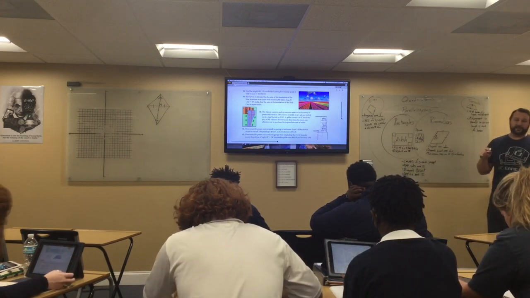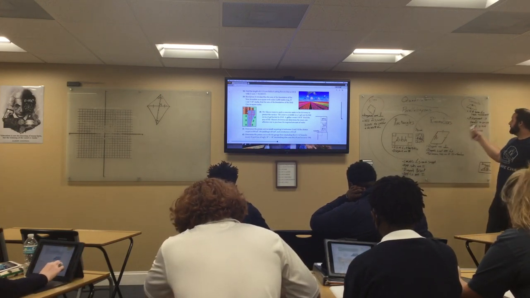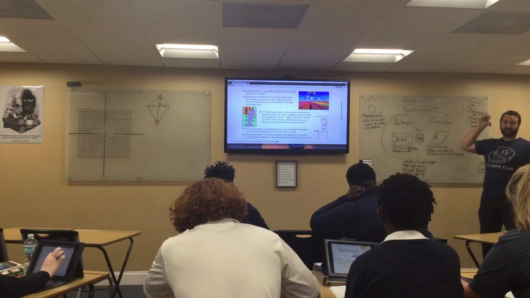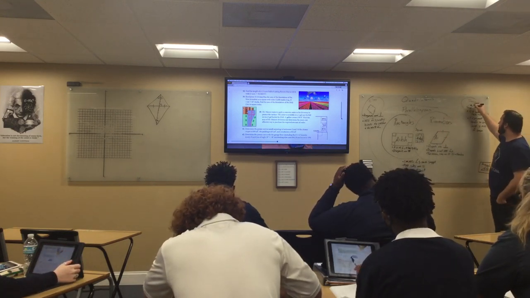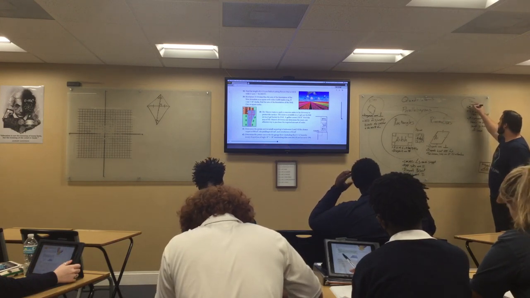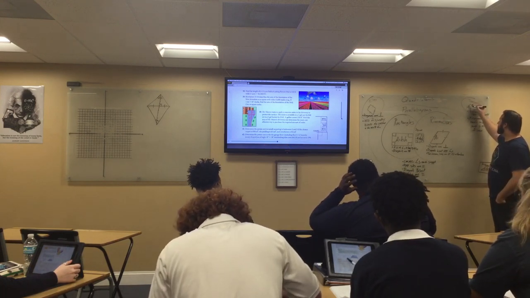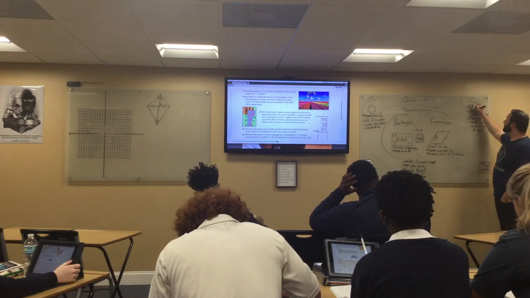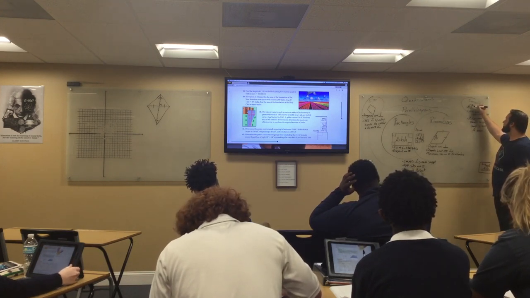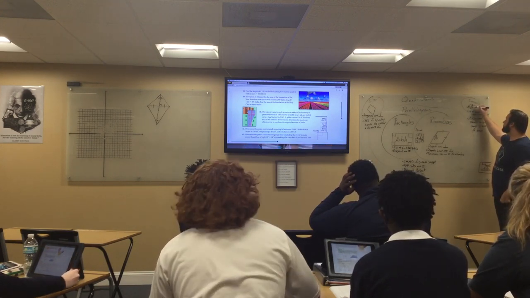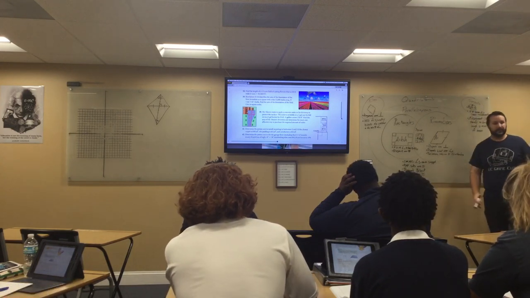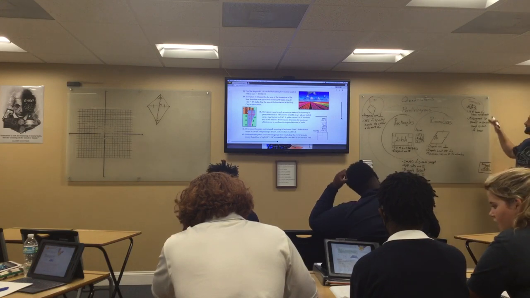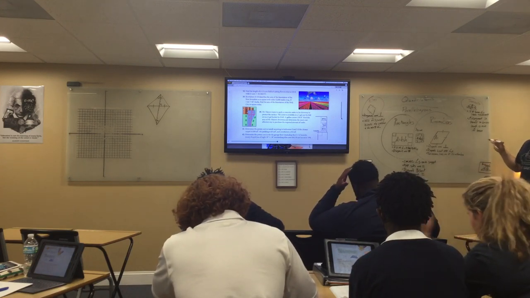Which one do they give first in 7.2? Is it trapezoid, rhombus, or kite? Trapezoid. So the area formula for a trapezoid. I don't have as much space in here, but I'm going to try to write it. Area for a trapezoid is 1/2 times base 1 plus base 2. Yep. Area for a trapezoid is 1/2 times base 1 plus base 2.